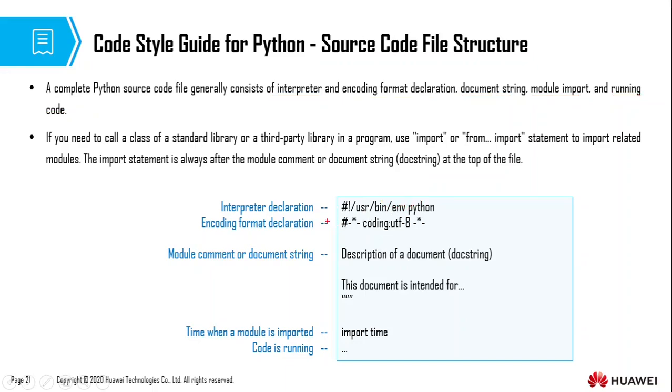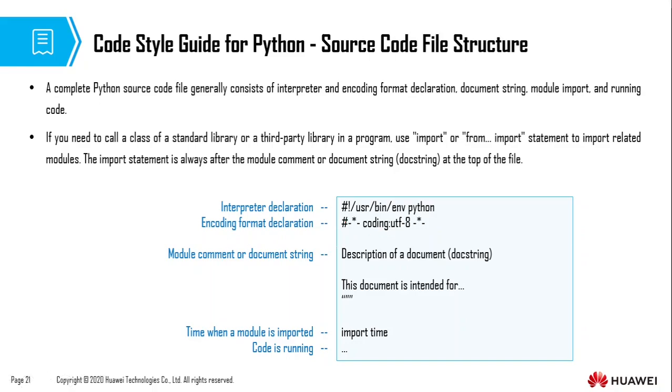Okay, then the next one is encoding format. As you can see here, this one, for example, is using UTF-8. We have several encoding formats. We normally have UTF-8, we have ASCII code. For example, Python version 2 supports only ASCII code. Python 3 supports both ASCII and UTF-8. Why is UTF-8 important? UTF-8 supports the Chinese language, but ASCII does not support the Chinese language, for example.